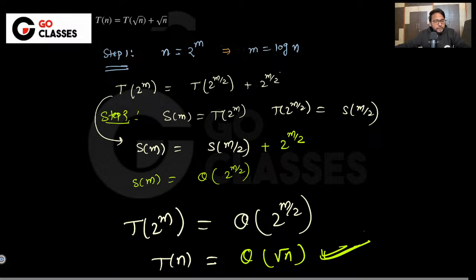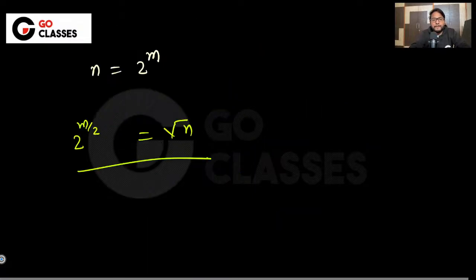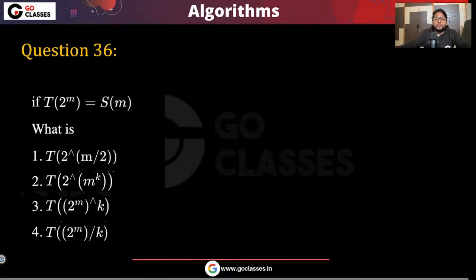Maybe let's just do one thing. Maybe let's just solve more questions and you will get to understand more. Because this method is very nice, so we can solve more questions here also. So first of all tell me, if T of 2 power m is S of m, then what is T of 2 power m by 2?